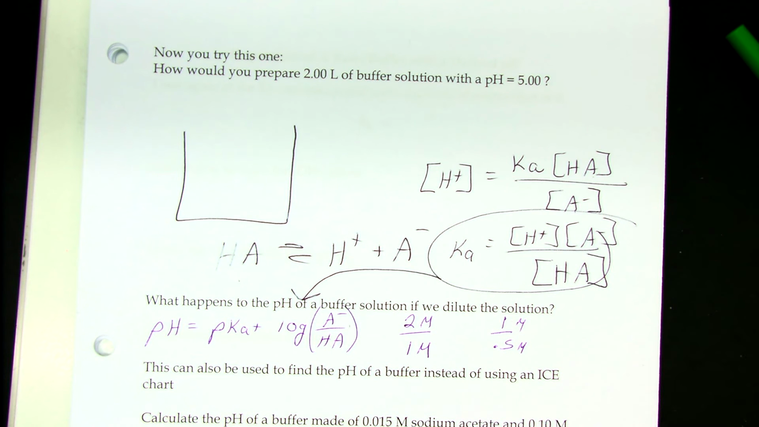If you have a strong acid where everything is dissociated, like hydrochloric acid, so you've got hydrogen ions and chloride ions, if you dilute that, the pH changes, absolutely. But this is not a strong acid. This is a buffer where you have equilibrium going forward and backwards. So you're making hydrogen ion and you're using up hydrogen ion.